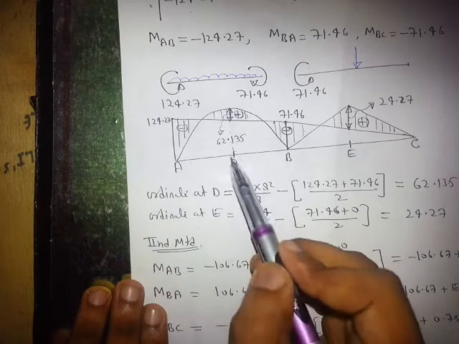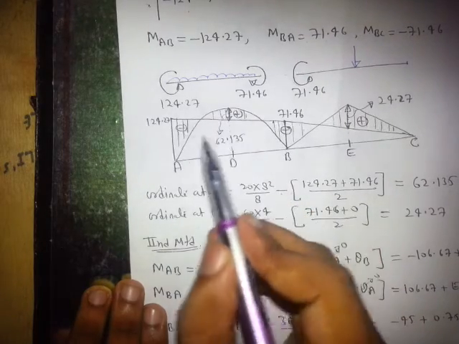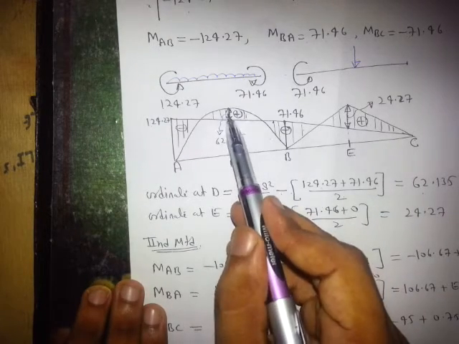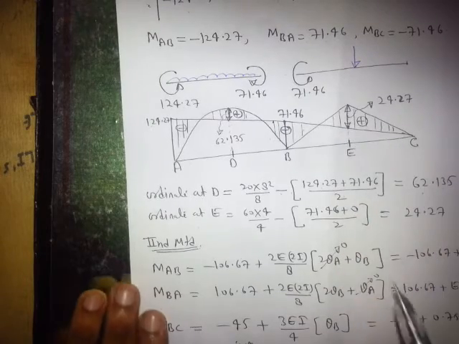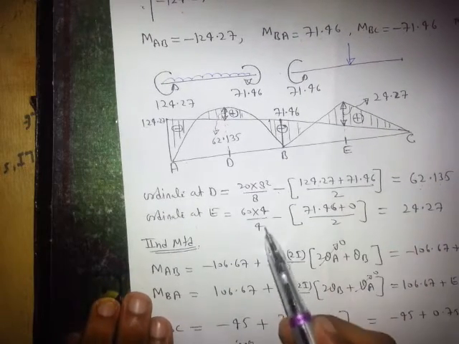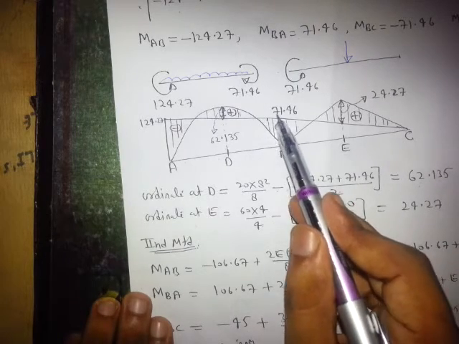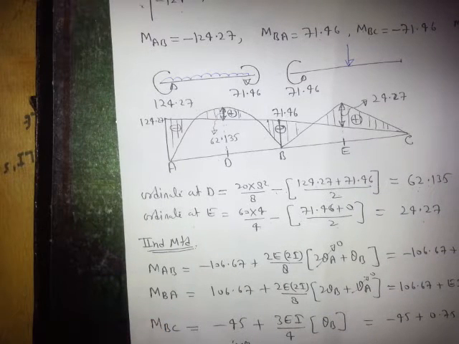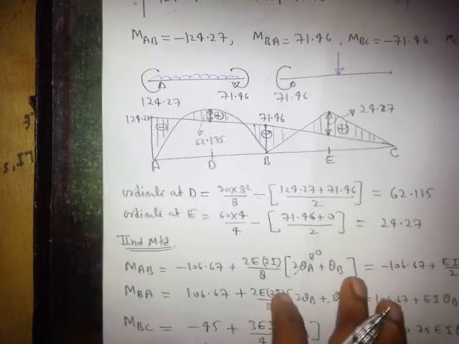At this the total ordinate will be WL square by 8 minus this ordinate, which will be the average of these two. So the average of these two, so this value is plus 62.135, and this value similarly we can calculate. This is PL by 4, and minus the average of 71.46 plus 0 divided by 2, right? So in this manner we can draw the bending moment diagram, we can draw BMD.